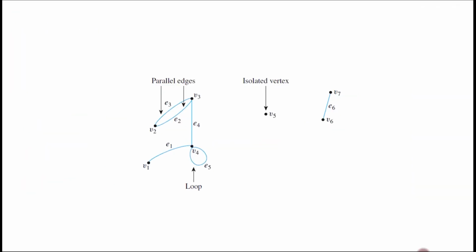Everyone, before we move on to the next slide, let's learn new vocabulary. The first new vocabulary I want to tell you is called vertices. You see, we have V1, V2, V3, V4, V5, V6, V7. We have 7 vertices. So the vertex set is.